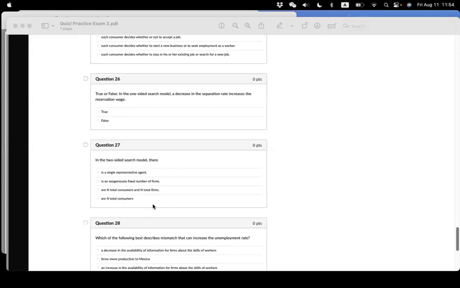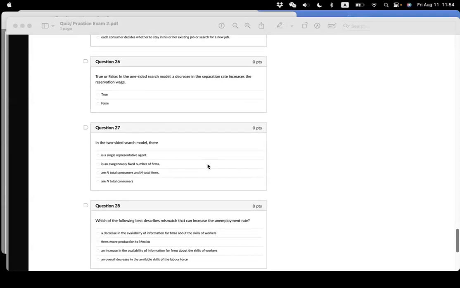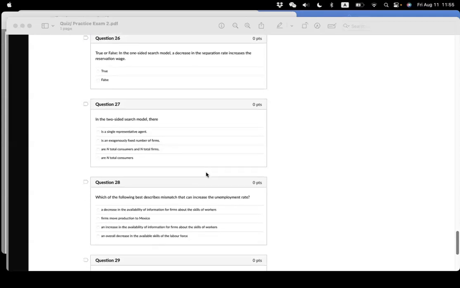In the one-sided search model, a decrease in separation rate increases the reservation wage. So this is not correct, right? A decrease in separation rate is going to reduce the reservation wage, because workers are more likely to accept the job offer. Because it is more promising, they are more willing to join the labor force because they have lower risk of separation. So it becomes more valuable to work. They require a lower reservation wage.